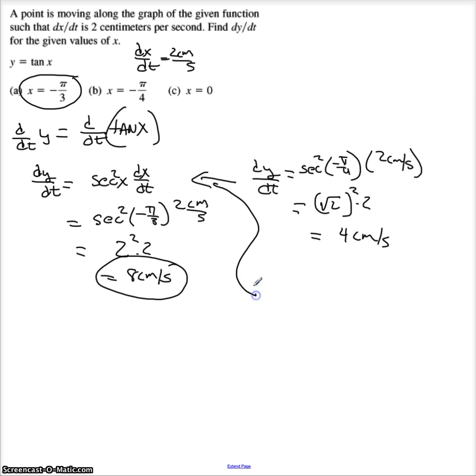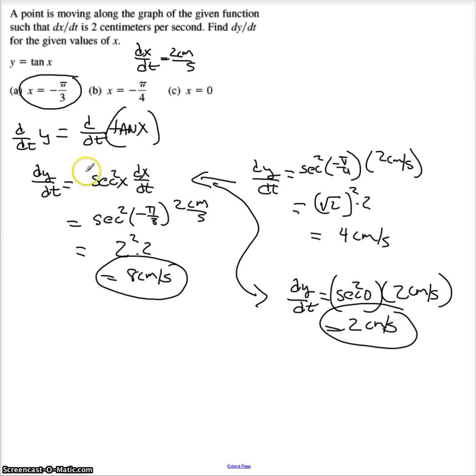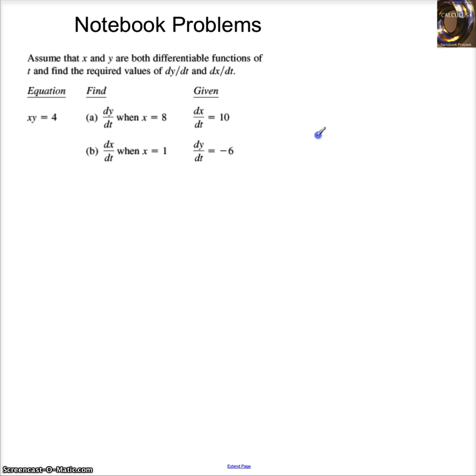Now finally, when x is 0, dy/dt is going to equal secant squared of 0 times 2 centimeters per second. So that's 1 times 2, which is 2 centimeters per second. All right, now you give it a go. See if you can do this one.